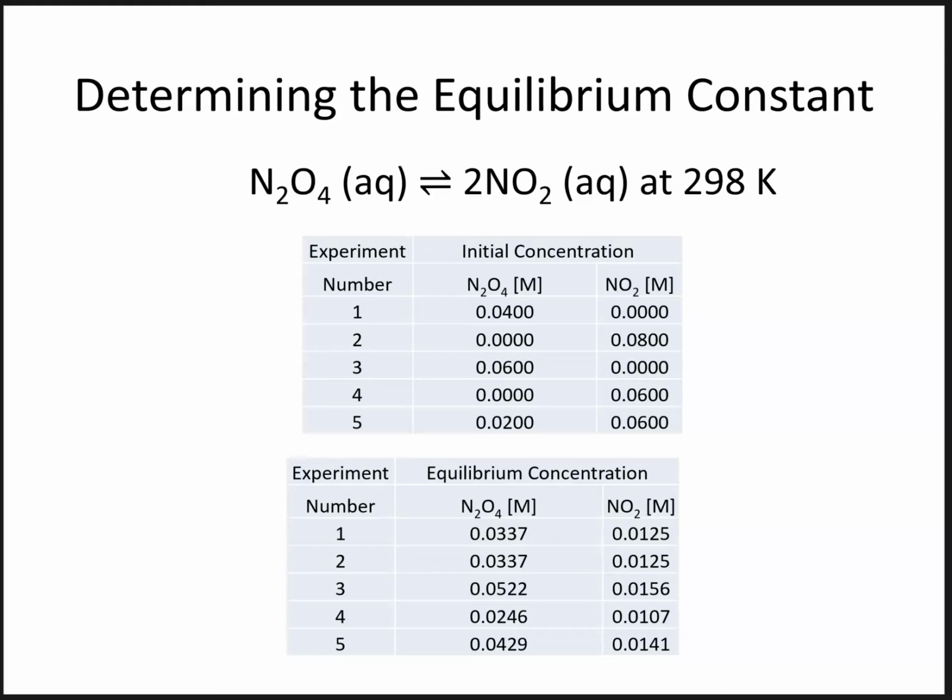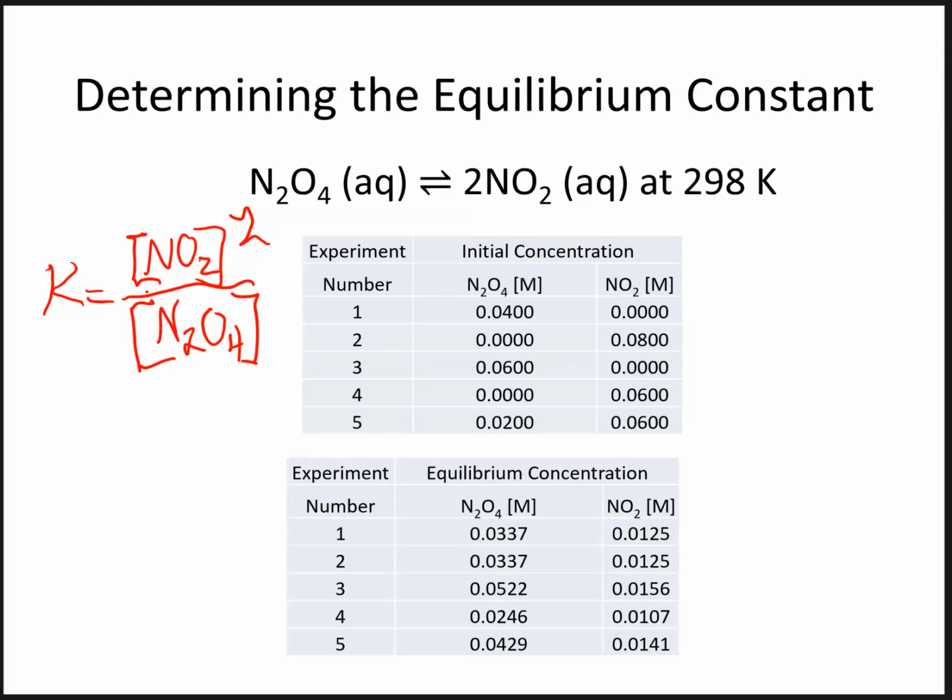And so we can write the equilibrium expression for this reaction as such that K equals [NO2] squared over [N2O4].